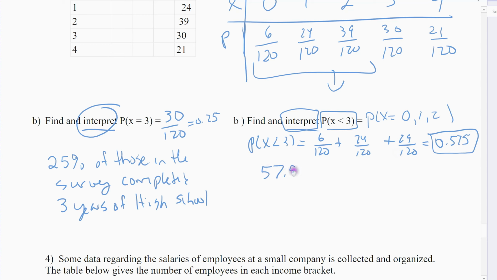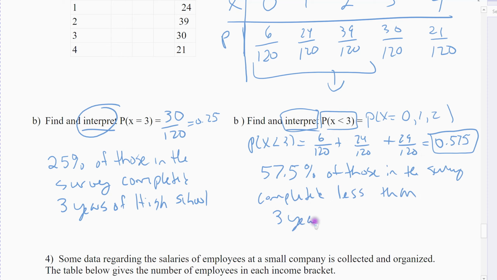So 57.5% of the unemployed people in the survey completed less than, that's the less than symbol, 3 years of high school. That's what that symbol means. They completed 1, 2, or not 3, not including 3, less than 3 years of high school, no equal to. Alright, and so that's what it means.